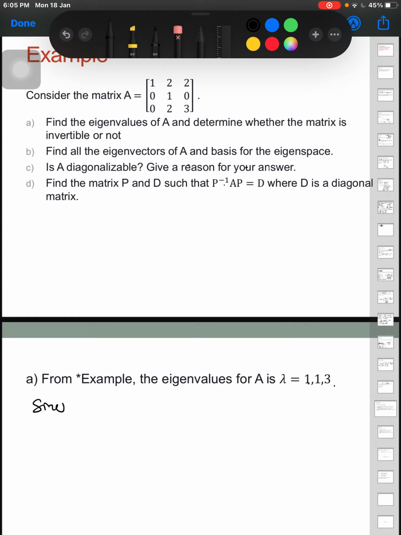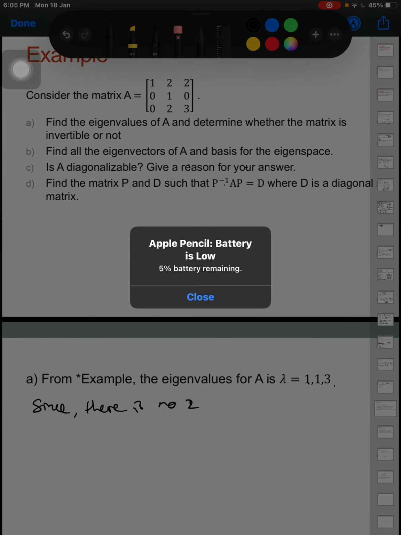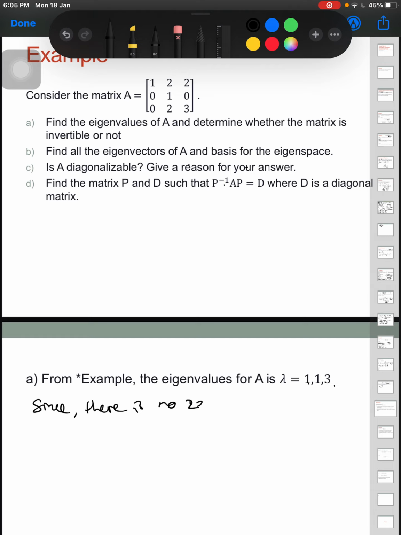Okay, so since there is no zero in eigenvalues, so A is invertible. Okay, so kalau tak ada kosong, dia maksud dia invertible.